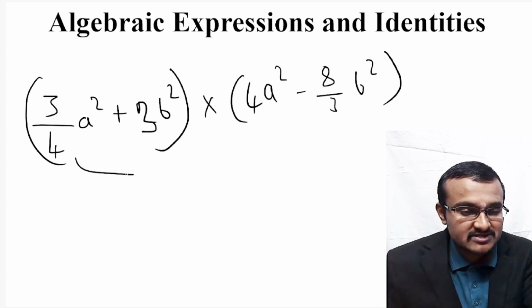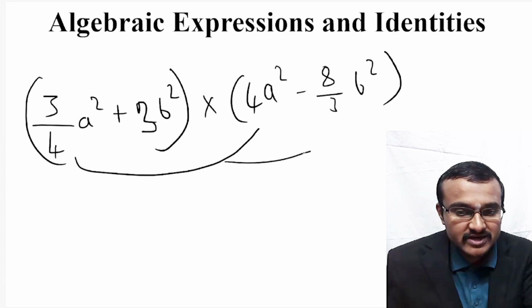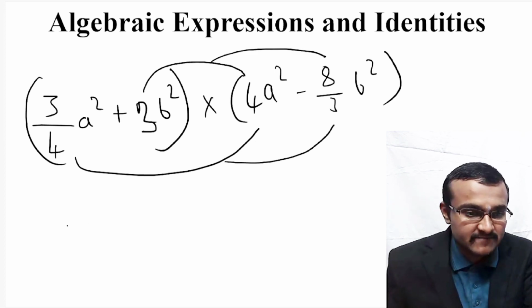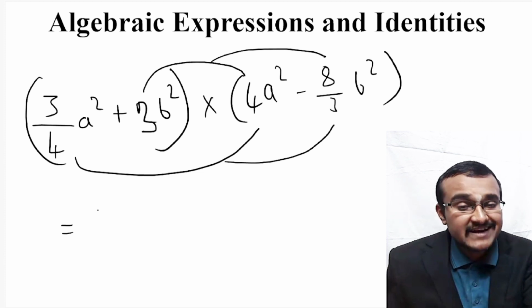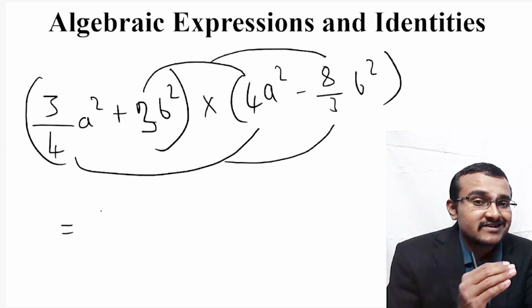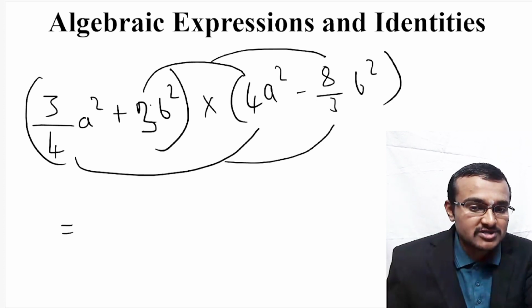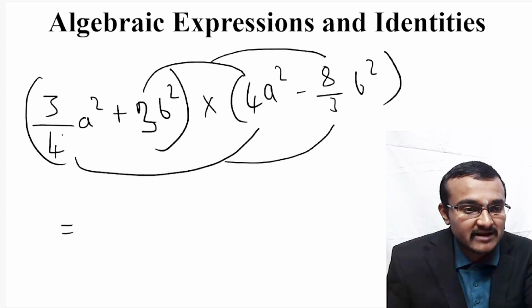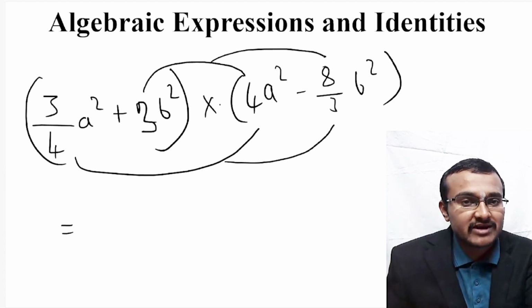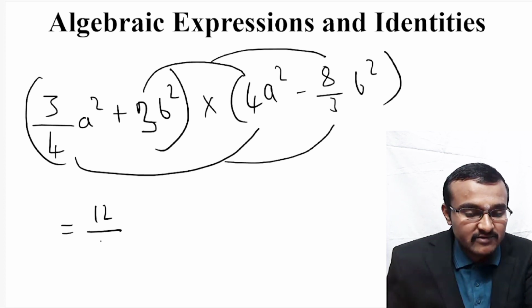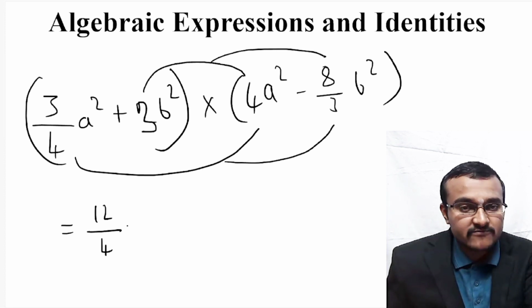So that means 3 by 4 a square should be multiplied with 4a square and also with minus 8 by 3 b square, and 3b square should be multiplied with 4a square and also with minus 8 by 3 b square. So 3 by 4 into 4: here 4a square means it is actually 4 by 1. So when you do 3 by 4 into 4 by 1, it will be 3 into 4 in the numerator, 4 threes are 12. In the denominator, 4 into 1 will be 4.